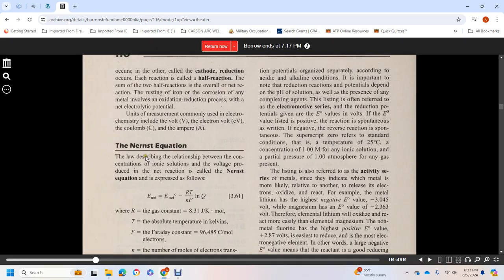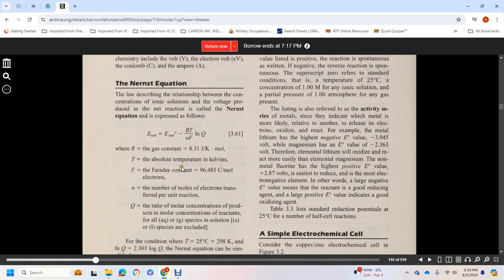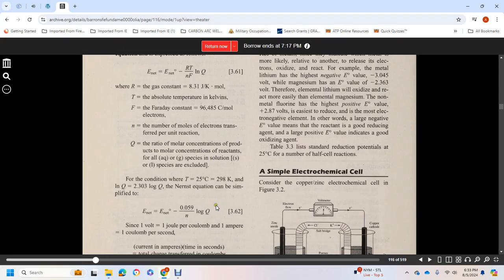Alright, the Nernst equation allows describing the relation between the concentration of ionic solutions and the voltage produced in the net reaction. It is expressed as E net equal to E naught minus R times T over n F, where n is the number of moles of electrons transferred per unit reaction, times the natural log of the ratio of molar concentrations of products to reactants of the aqueous and gaseous species, with solids or liquid species excluded.